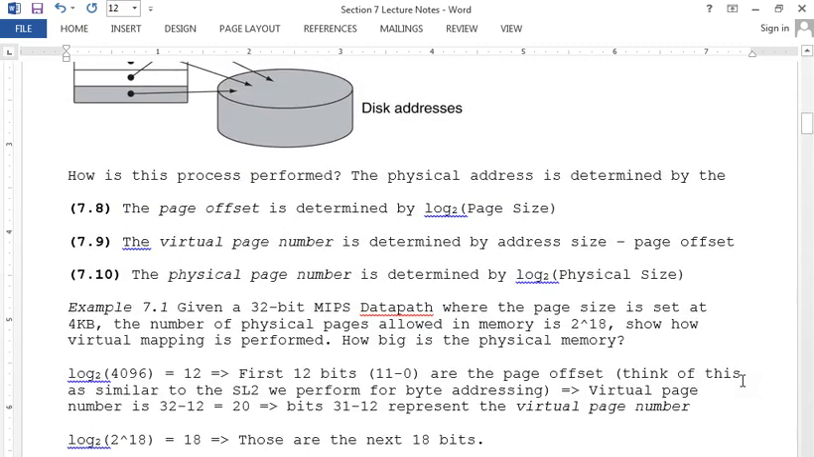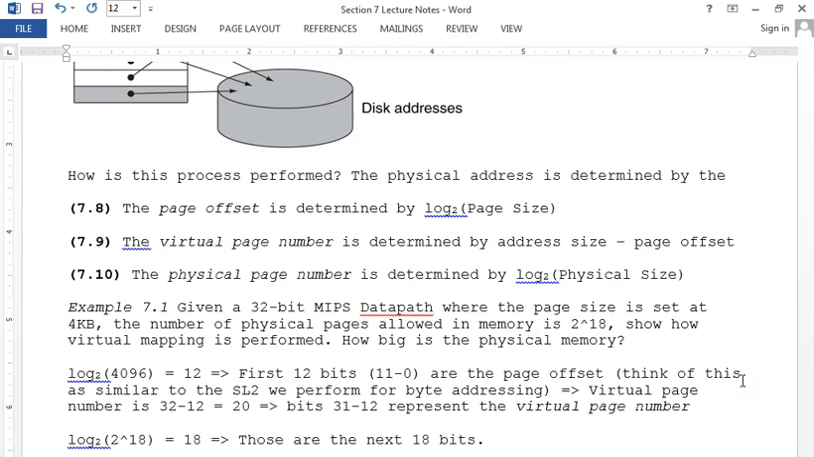Okay, so the page offset number is just determined by log 2 of the page size. 2 to the 10 is just going to be 10 bits to indicate how big it is. The virtual page number is determined by the address size minus the page offset. And then the physical page number is determined by the actual physical size of the memory. So this example question will describe how this works.